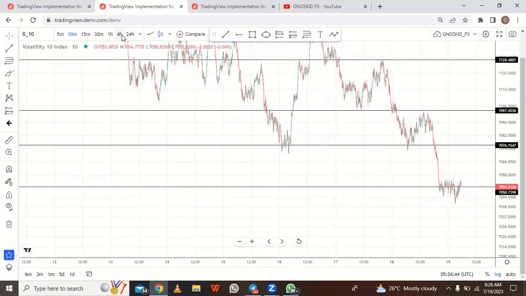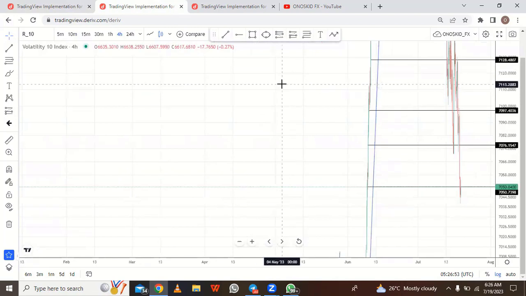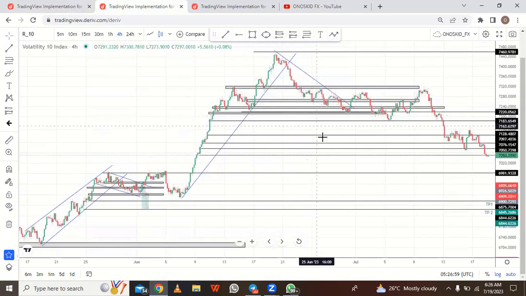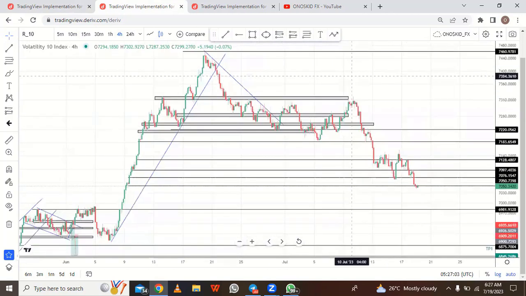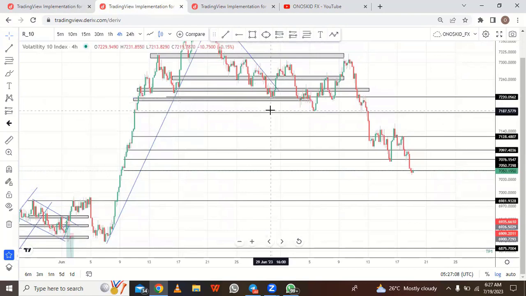So on the 4 hour, because as a day trader, to check my overall trend of the market, I use the daily and the 4 hour time frame. Basically, when I'm not willing to stay long in the market, I normally use the 4 hour. So look at this. The market came to this particular zone.